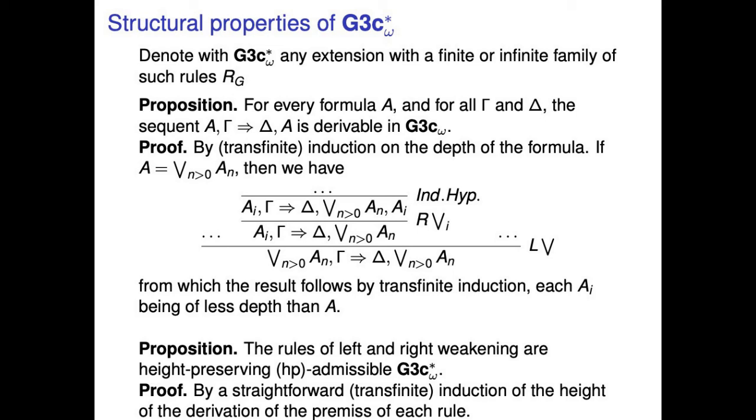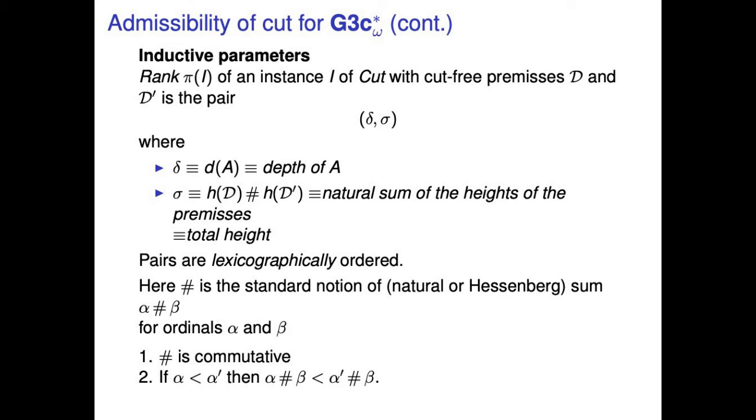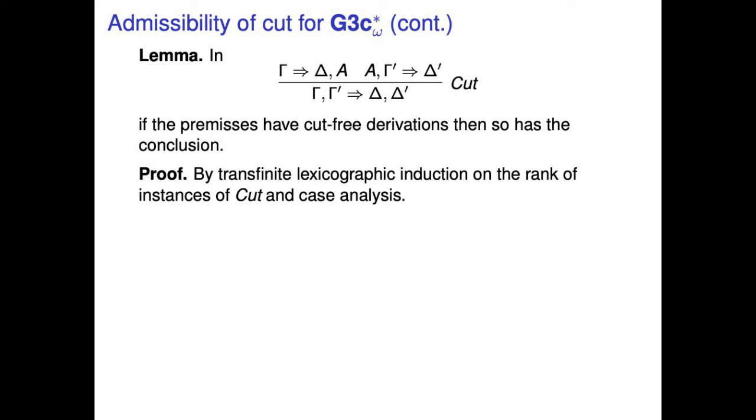And so we can prove that, in the proof of cut elimination, we have a double induction on the size of the cut formula and the sum of the heights of the premises of cut. But now the sum is an ordinal sum, the natural or Hessenberg sum of the two ordinals. And so one proves in this way that the structural rules are admissible: weakening and contraction are admissible, and cut is admissible.